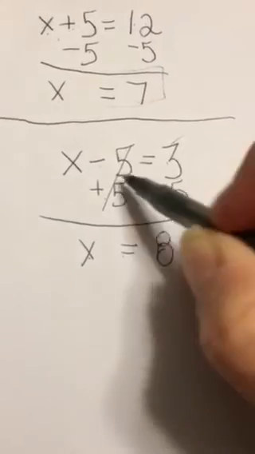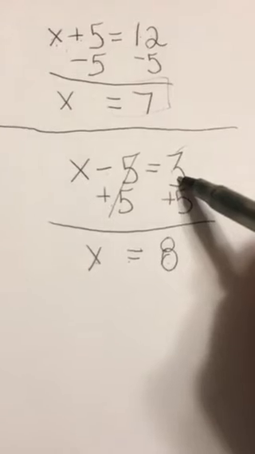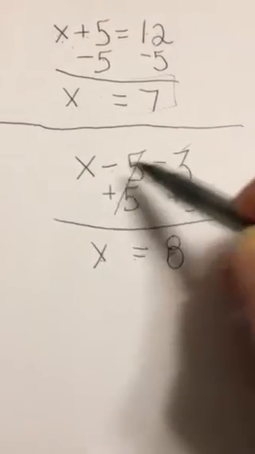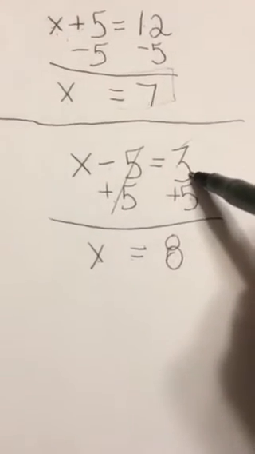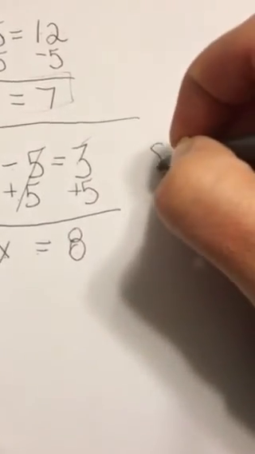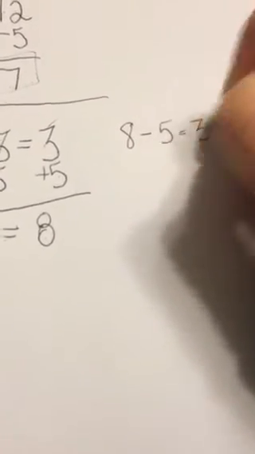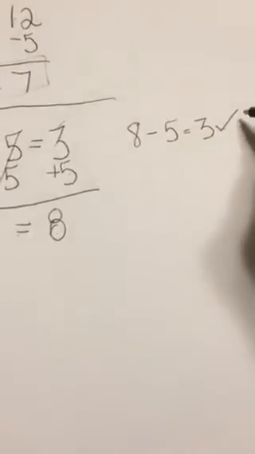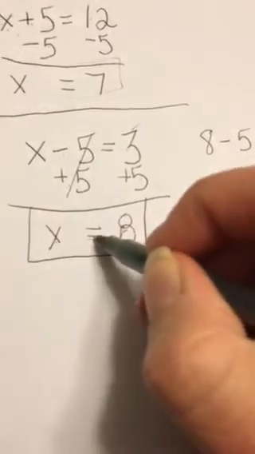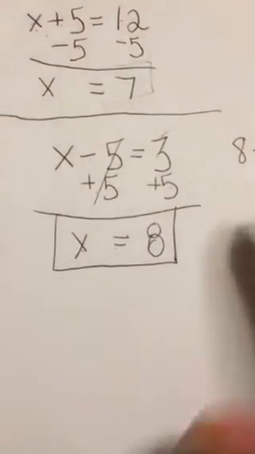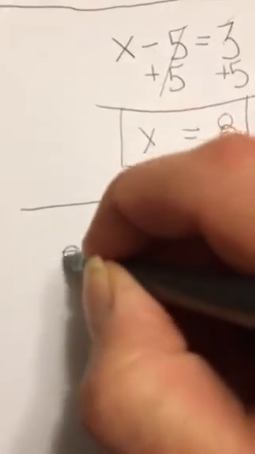So if I plug in 8 for x, let's see if it makes the equation true. 8 minus 5 equals 3. Let me rewrite that here. 8 minus 5 equals 3. That's correct. So my solution is x equals 8. Let's do one more example of these.